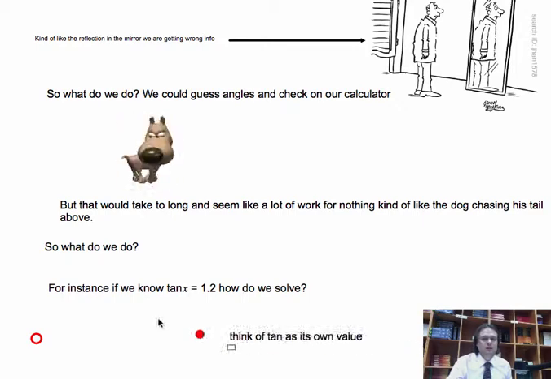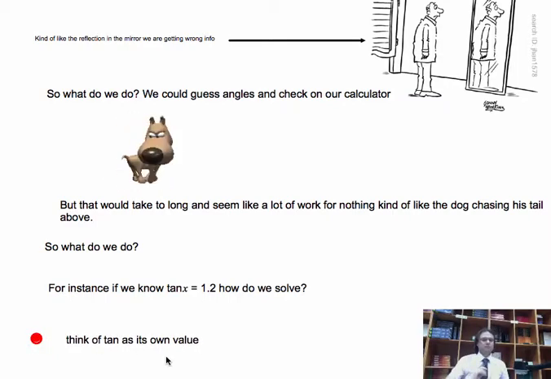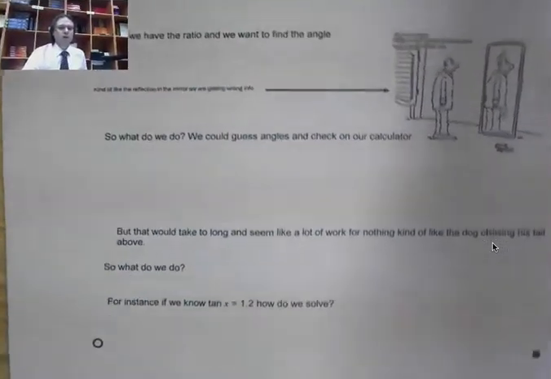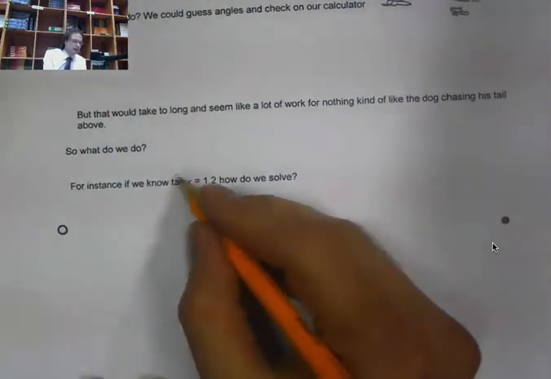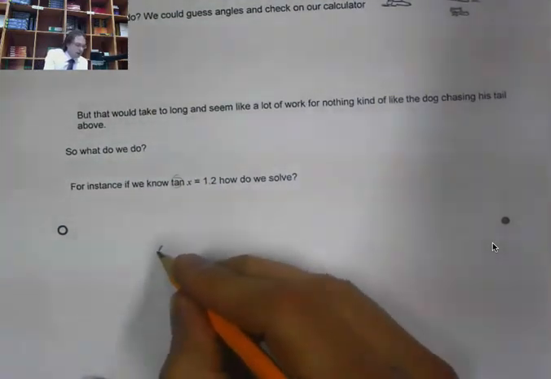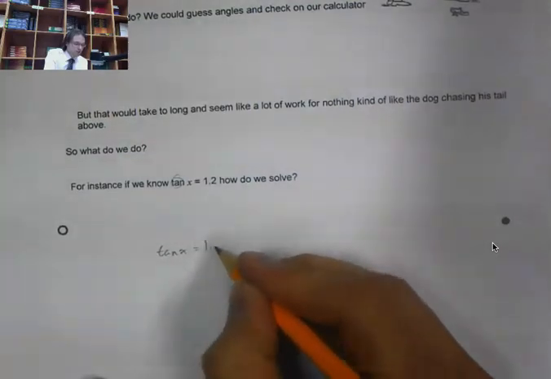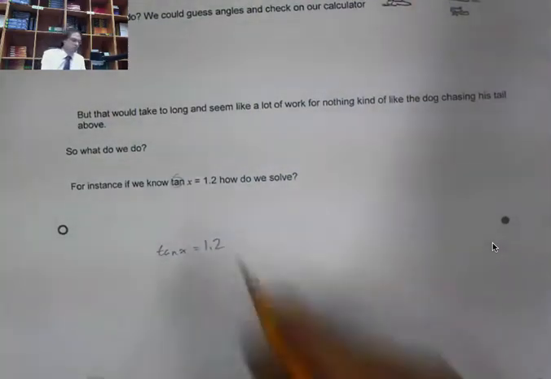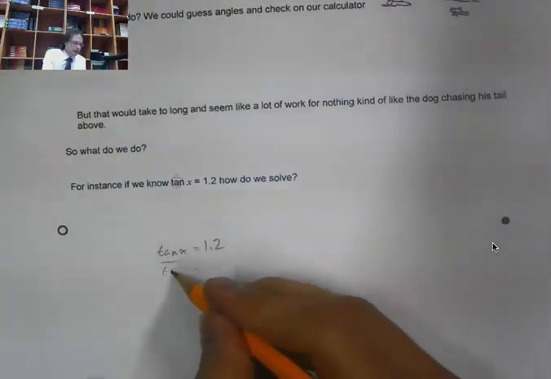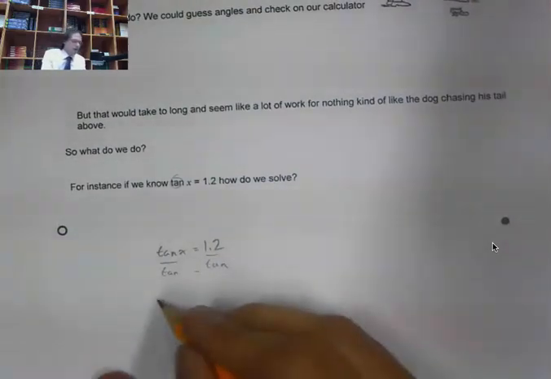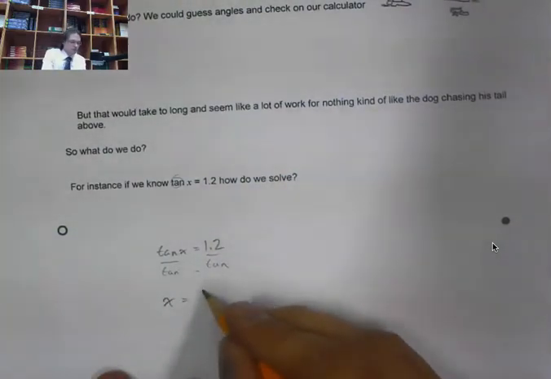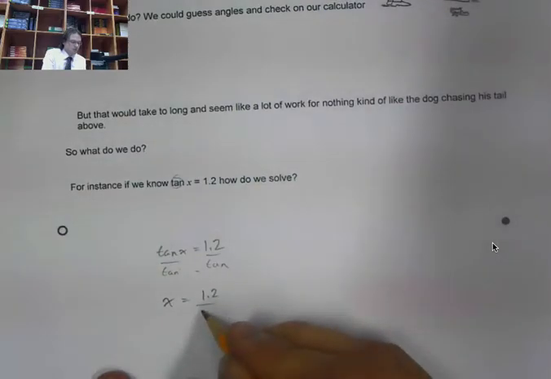Here's my first hint. Think of tan as its own value. Once we think of tan as its own value, we want tan x is equal to 1.2. How do we solve it? Tan has its own value. So we have tan x is equal to 1.2. Then I'm going to divide both sides by tan. If we think of it that way, that gives us x is equal to 1.2 over tan.